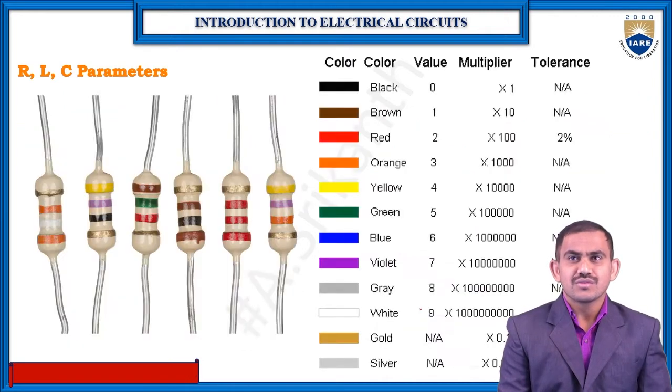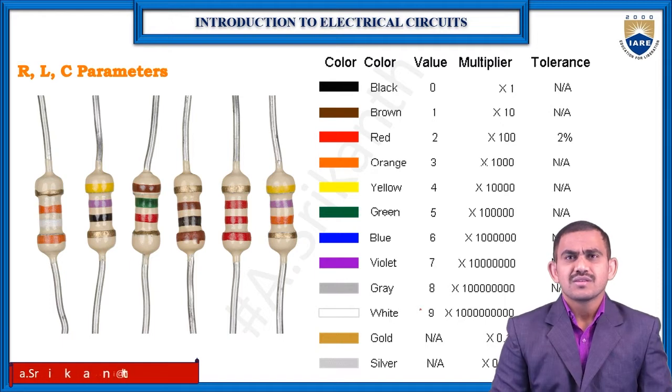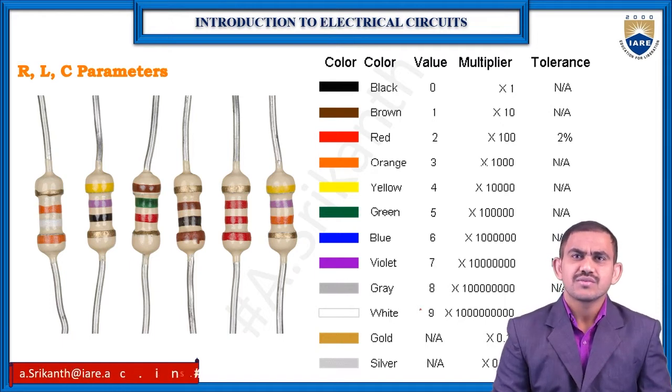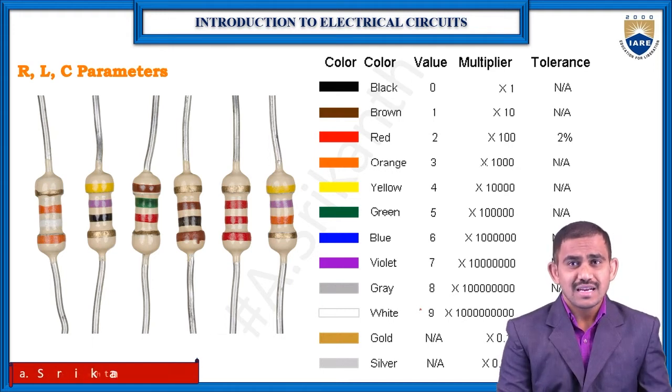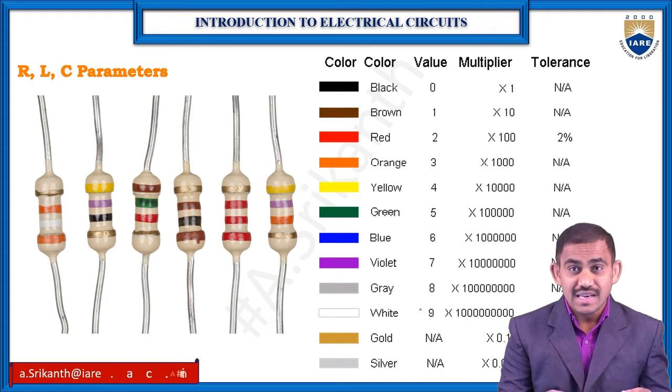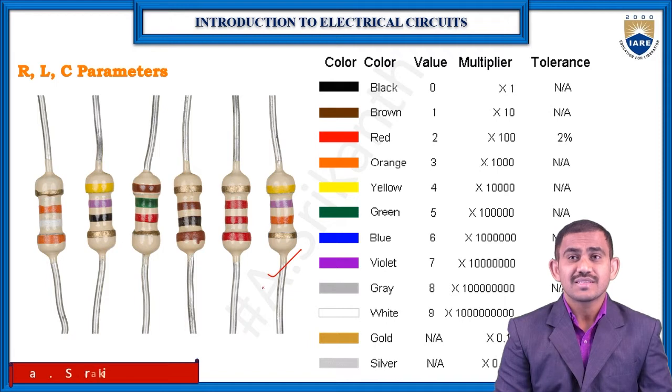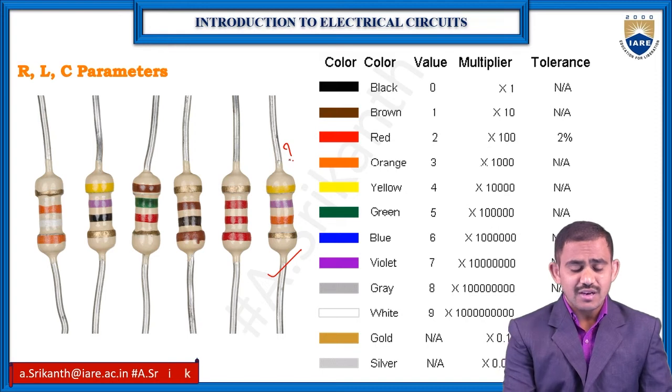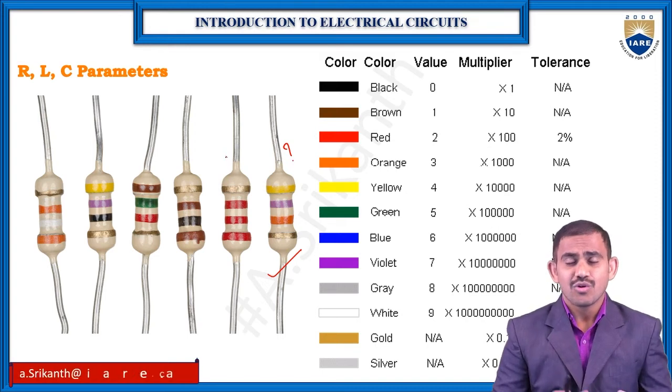Now moving to color coding. Color coding means we have different types of colors. With this color coding, we want to calculate the resistor value. In the general market we have resistors like this. I want to measure what the range of this resistor is, what the value of this resistor is. The unit is ohms: 1 ohm, 2 ohm, 3 ohm, 100 ohm, 1000 ohm, kilo ohms, mega ohms. Depending upon the color, we have different values.